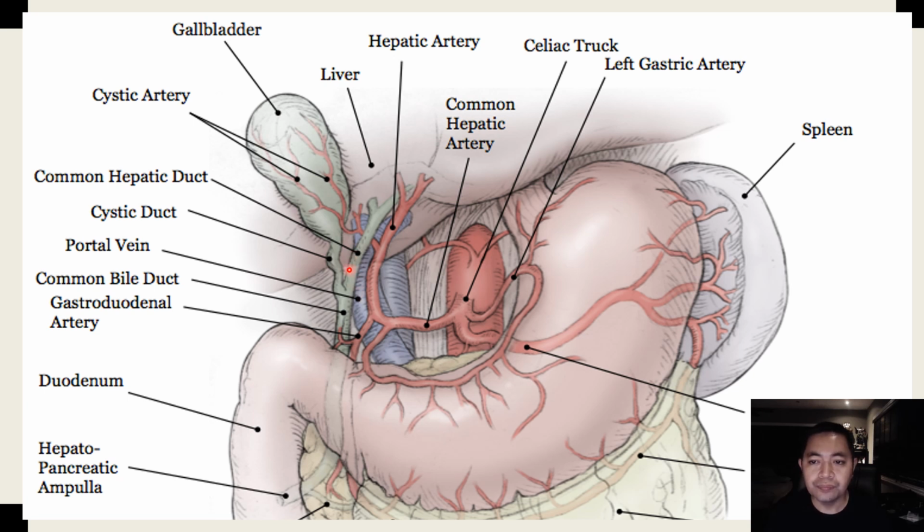The common hepatic duct, the CBD, typically measures less than 8 millimeters in the adult Filipino, usually 4 to 6. Anything bigger should alert you to a possible distal obstruction.